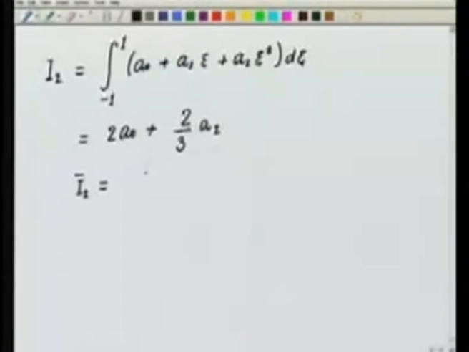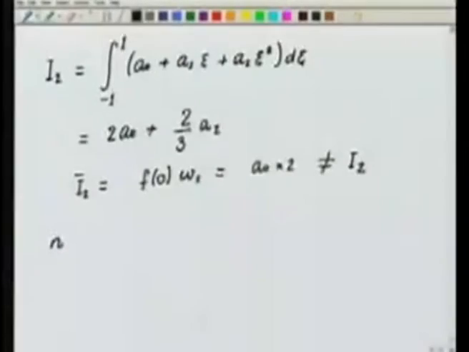Now, if I look at the 1 point rule, so the 1 point rule gives what? 1 point rule will give me this integral equal to f at 0 into w1, which is equal to a0 into 2, which is not equal to I2. So, the 1 point rule is only exact for all polynomials which are linear. For higher polynomials, it is not exact and it will not give you the exact value of the integral. So, now let us go to the next step.